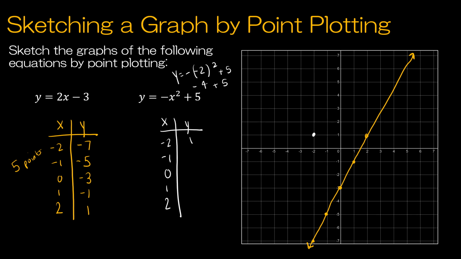-1, do the same thing. (-1) squared is 1, but I make it negative. So -1 plus 5 is 4. 0 plus 5 is 5. And then again, 1: -1 plus 5. That's going to give me the exact same thing I had with -1. And then 2 squared is 4, but I make it negative. Plus 5 is 1. So I've got (-2, 1), (-1, 4), (0, 5), (1, 4), and (2, 1).